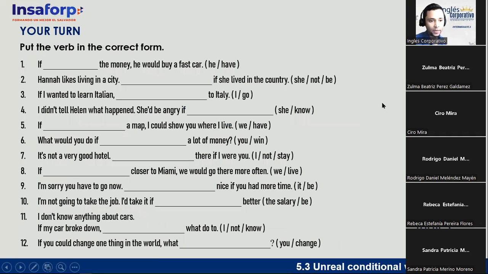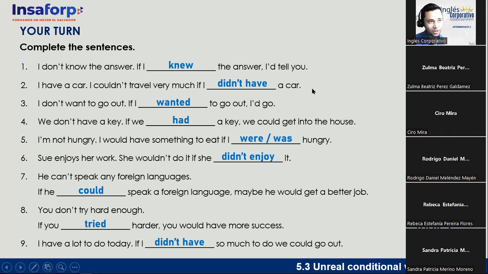Let's see. We're going to do this exercise. Now look, this exercise is a bit more difficult. Okay. ¿Por qué es más difícil? Porque aquí todas eran if clauses. Todas iban con if. Si se fijan, if. Luego aquí va if, y así. Así que todas van en past simple.